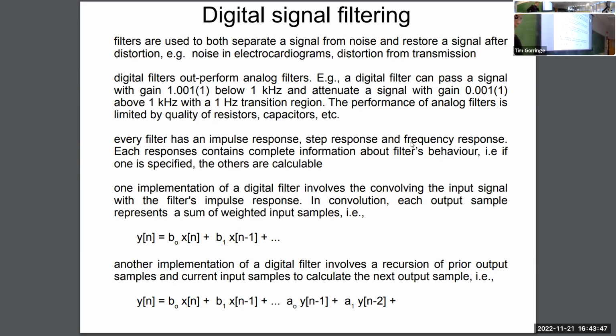So when we talk about a filter, whether it's an analog filter or a digital filter, we often describe it in 3 distinct ways. And these 3 ways are equivalent to one another, which means that if you described it in one of these 3 ways, you can always map it into the other 2 ways. And these 3 ways are the impulse response, the step response, and the frequency response.